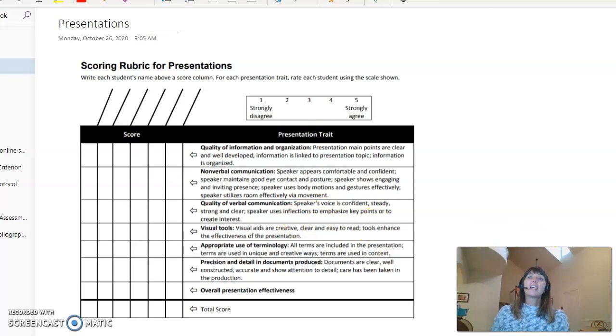Yep, try not to be monotone. Again, those highs and lows add interest. And you do need to overdo it a little bit when you're creating presentations via Zoom or these voiceovers because it's different than being in person.